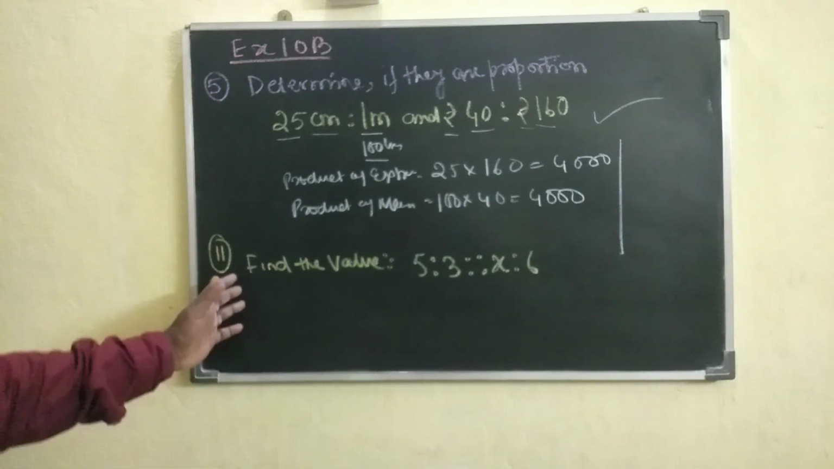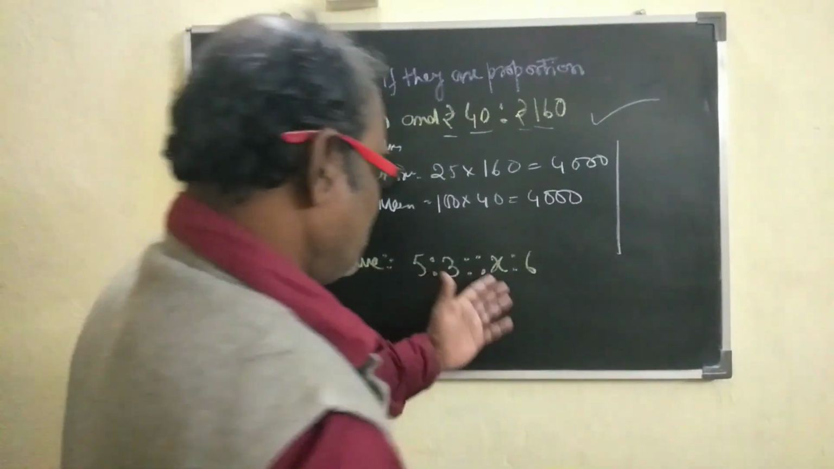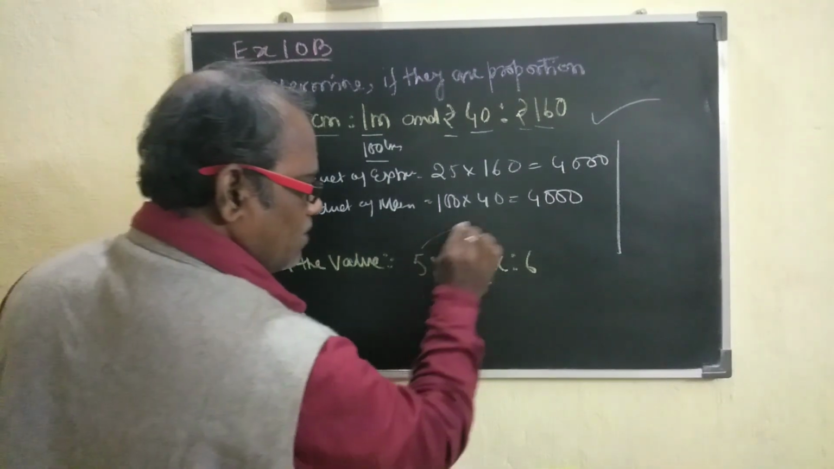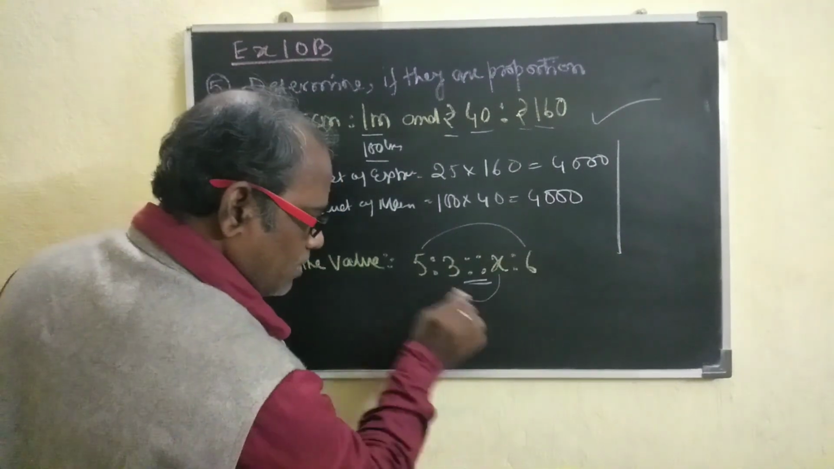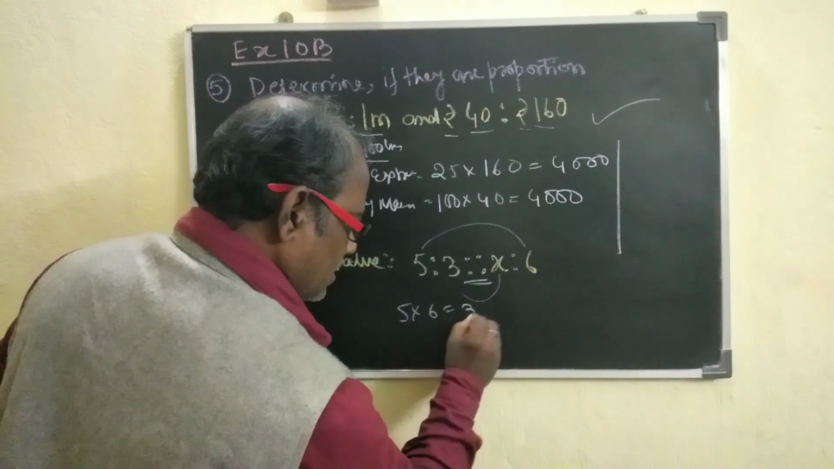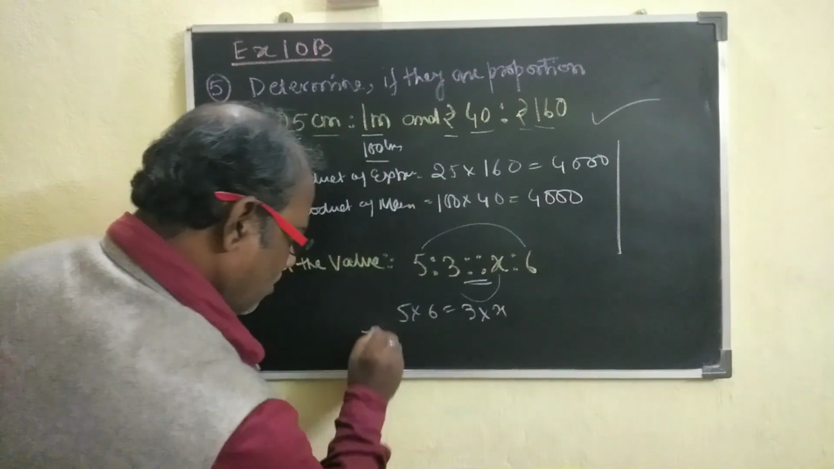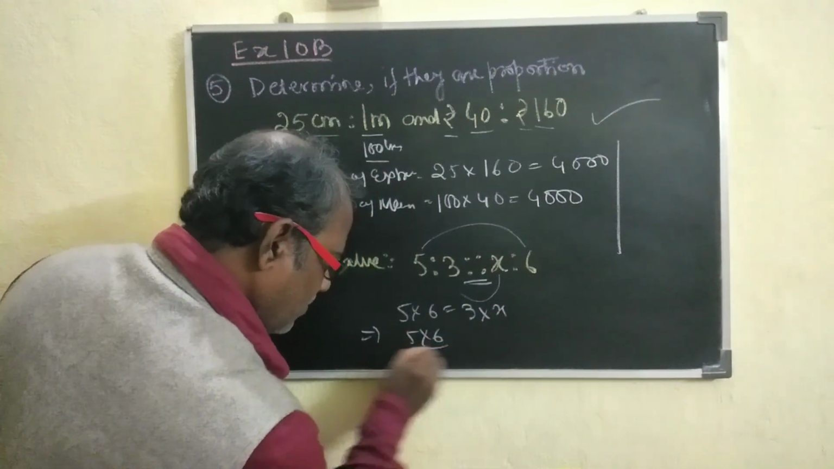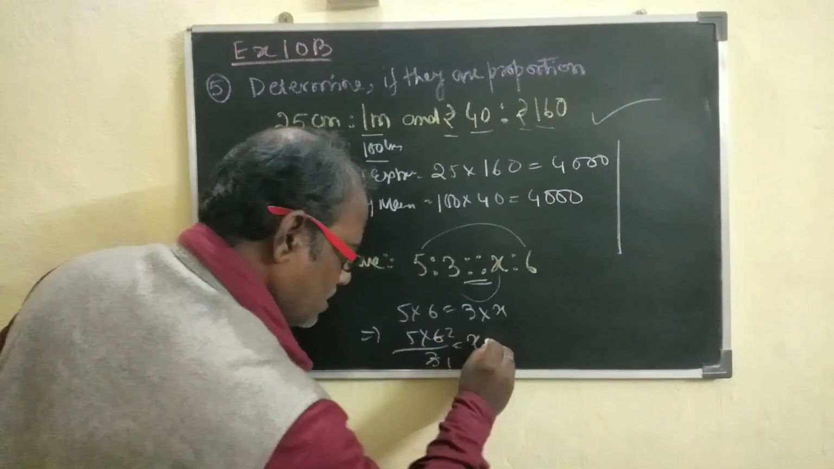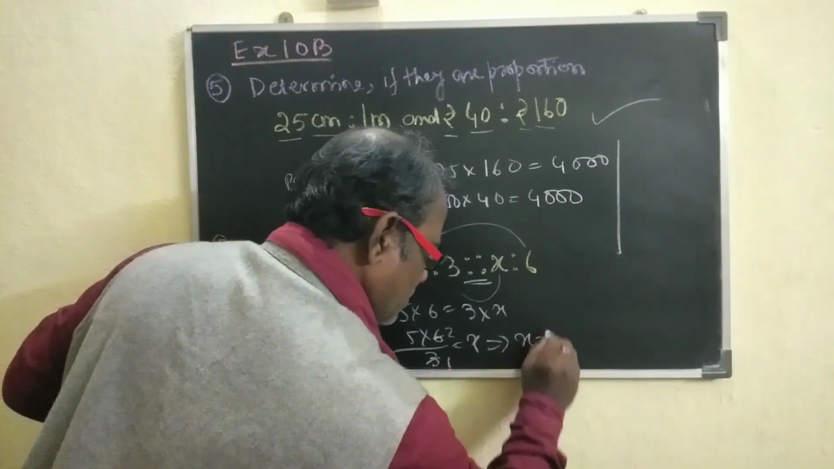One more question is from question number 11. Find the value of this. Already here the symbol is proportion, so we know that the product of extremes equals the product of means. That means 5 into 6 equals 3 into x, or 5 into 6 by 3 equals x. 3 ones are 3, 3 twos are 6, which implies x equals 10.